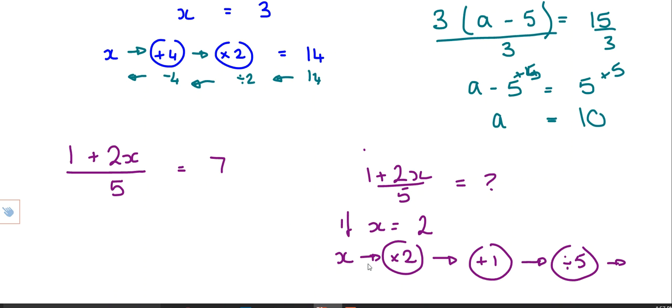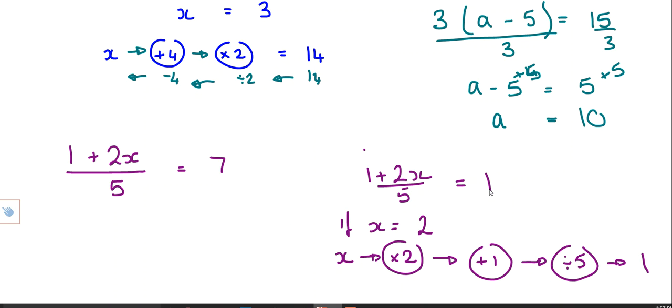2 times 2 is 4, 4 add 1 is 5, 5 divided by 5 is 1. So if I were to put x as 2, this would equal 1. Alright? So that's what I would do.